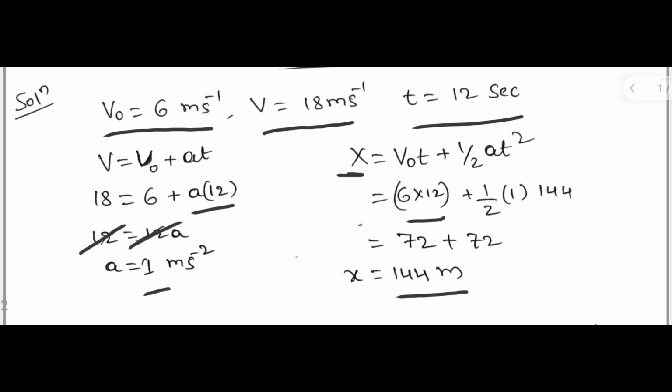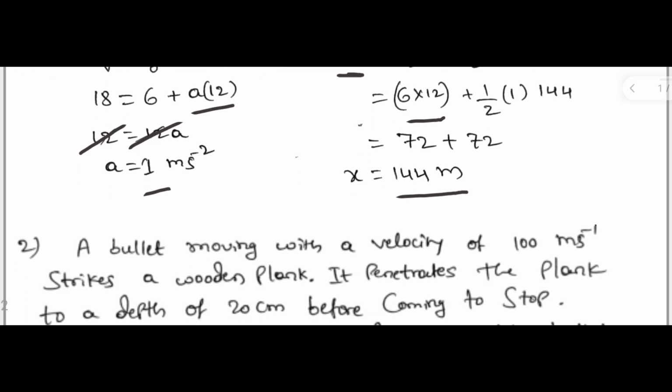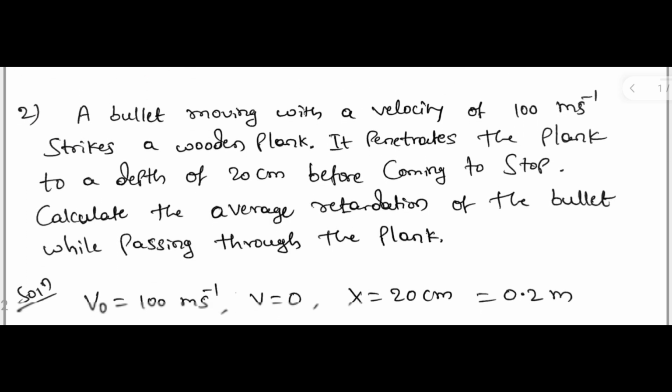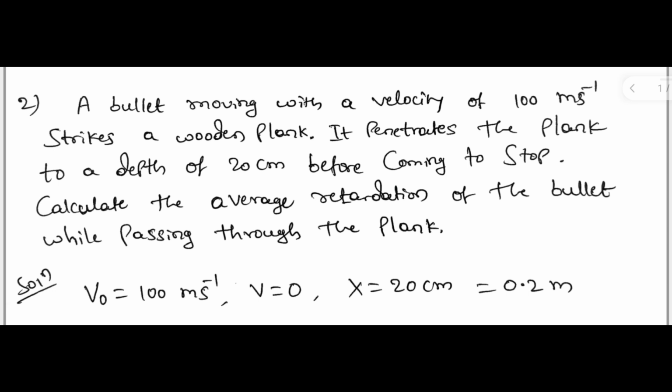And let us move to the second one. Here the question is: a bullet moving with a velocity of 100 meter per second strikes a wooden plank. It penetrates the plank to a depth of 20 centimeter before coming to a stop. Calculate the average retardation of the bullet while passing through the plank.